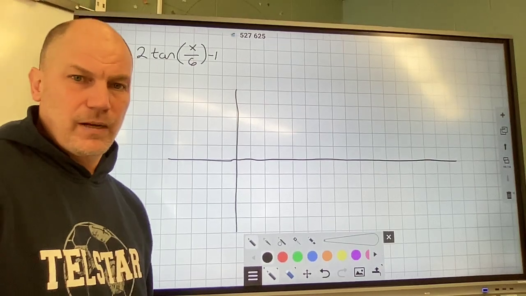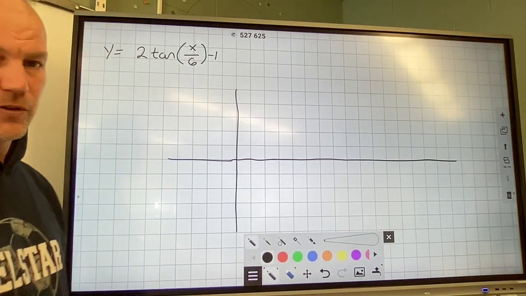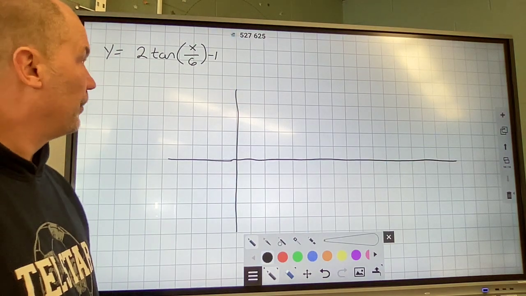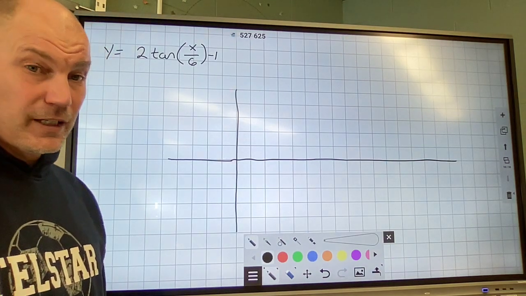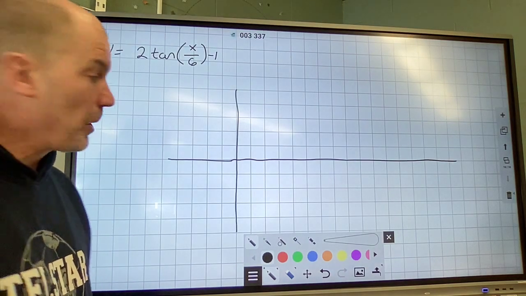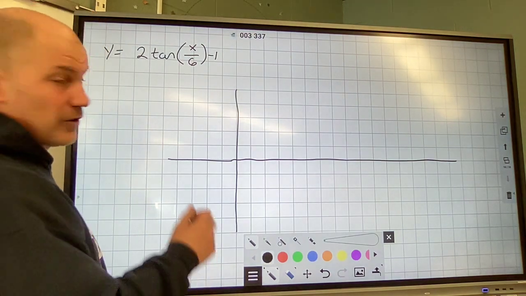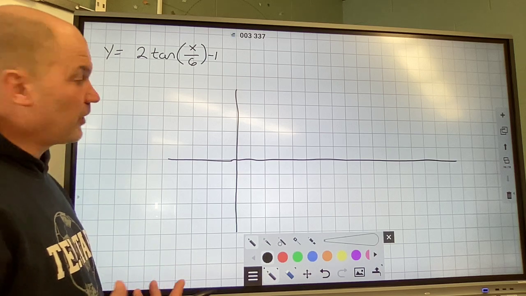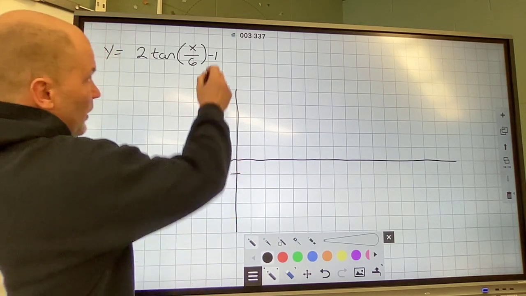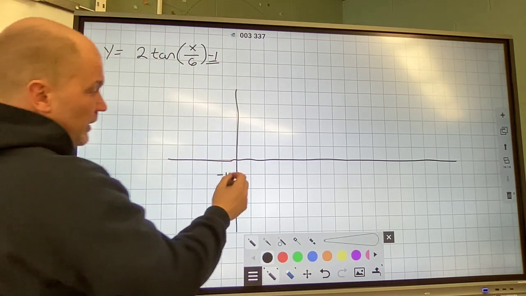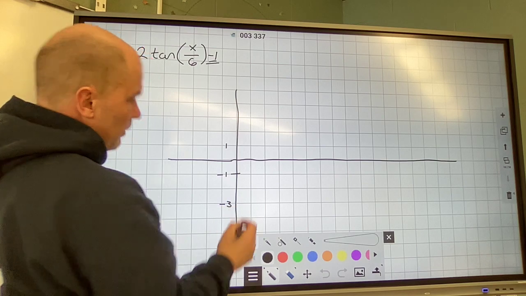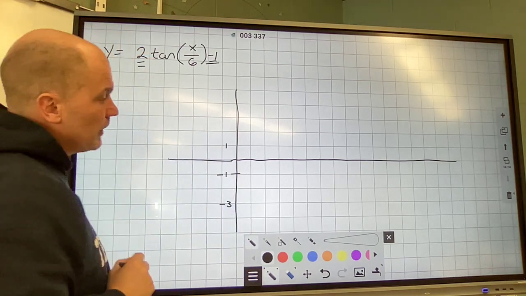All right, so we're going to graph the tangent function y equals 2 tan of x over 6 minus 1. We got to start by mapping out our sine and our cosine functions a little bit. So the first thing I'm going to do is figure out where our sine and cosine functions would live, and they live down 1 unit because of that, and then the top of them would be at 1 and -3 because of our amplitude.